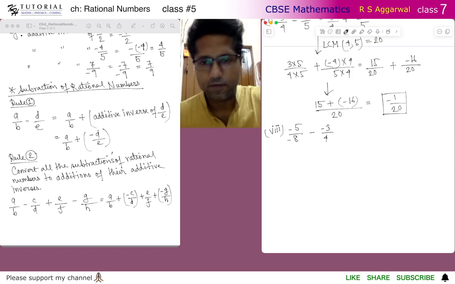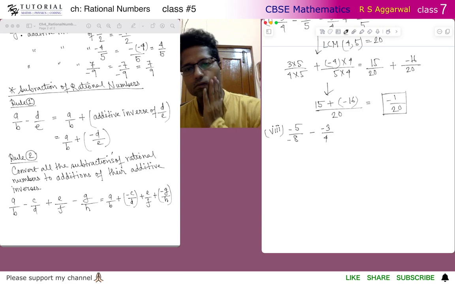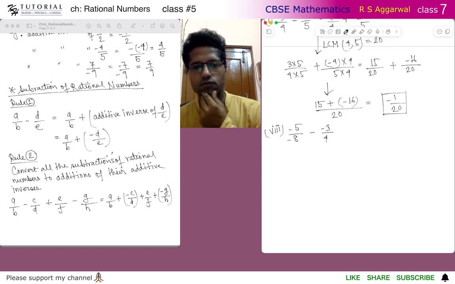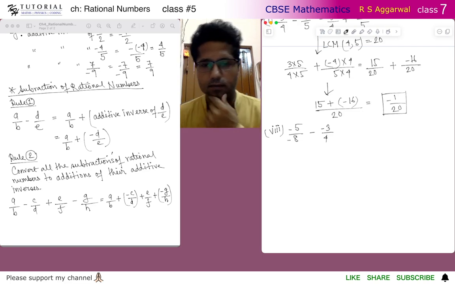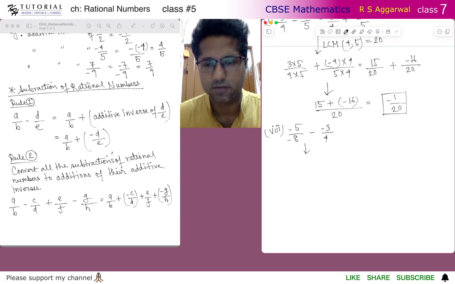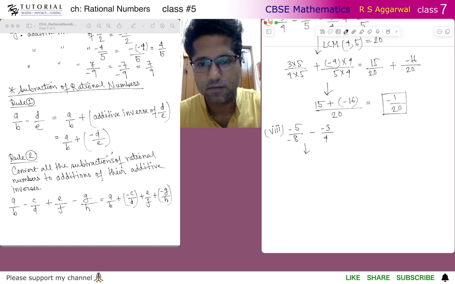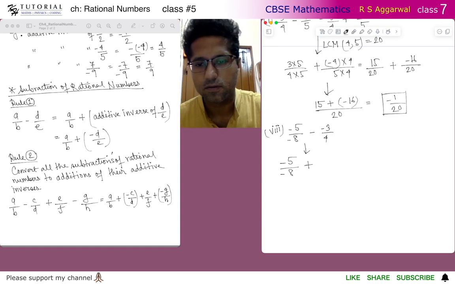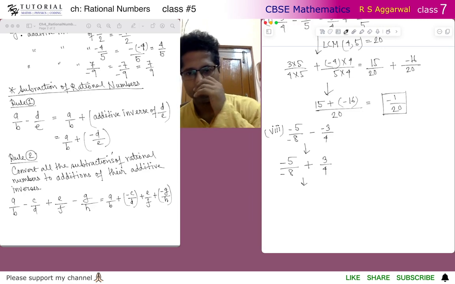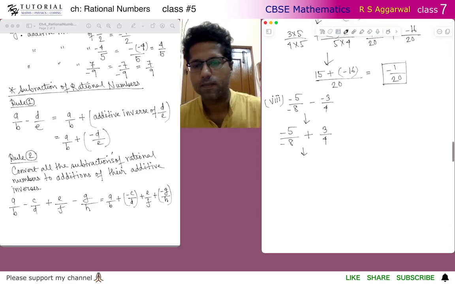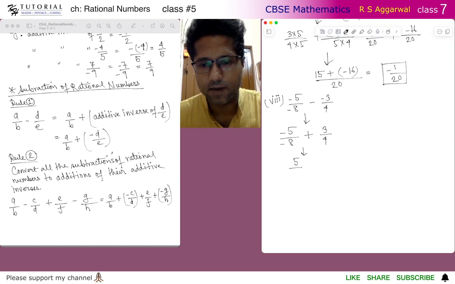Okay, first what we do is, this is a subtraction operation, so we will convert the subtraction operation to addition operation by using the additive inverse. So this is minus 5 by minus 8 plus the additive inverse of minus 3 by 4, that is 3 by 4. And also we will convert the first rational number so that it has a positive denominator, and it becomes 5 by 8 plus 3 by 4.